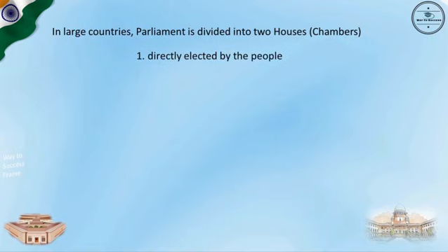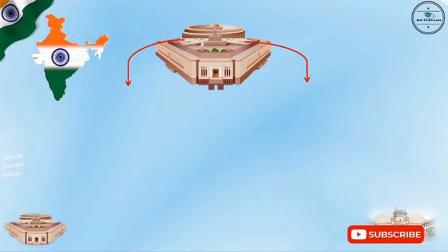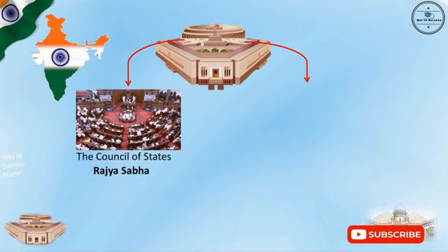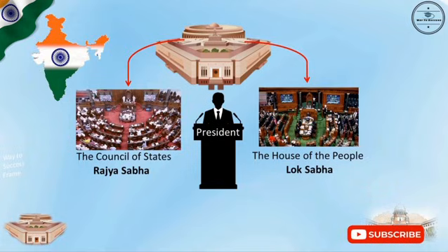The first house is directly elected by the people and has real power on behalf of the people. The second house is usually elected indirectly and has special roles. In India, Parliament consists of two houses. The two houses are known as the Council of States or Rajya Sabha and the House of the People or Lok Sabha. The President of India is part of Parliament but not a member of either house.